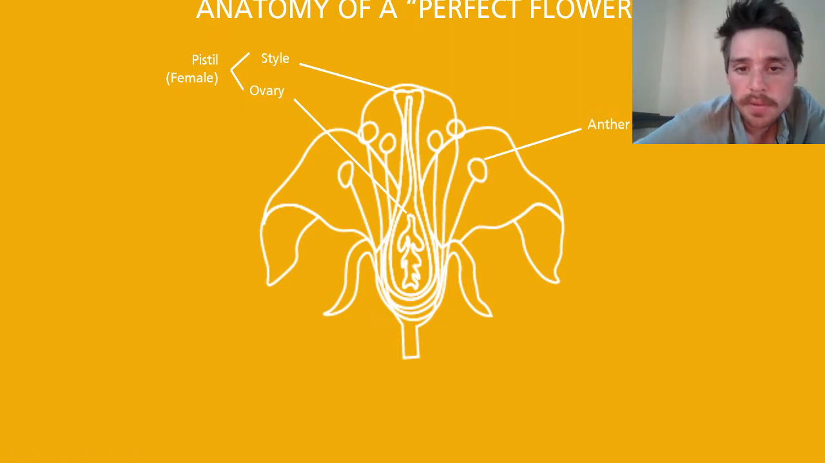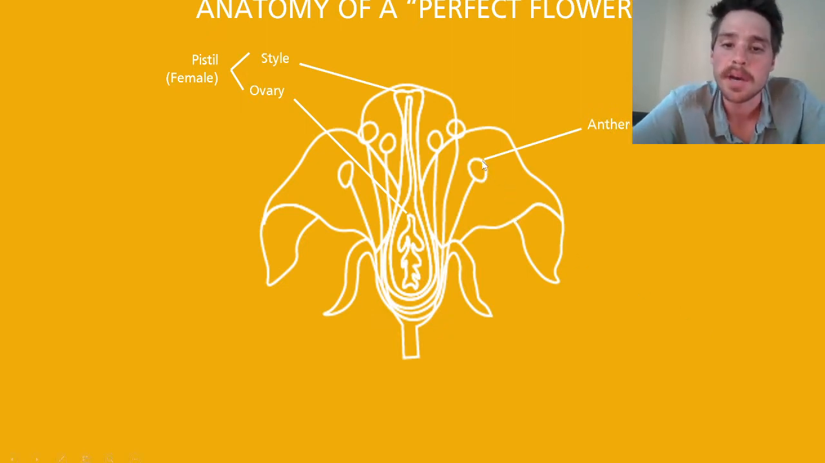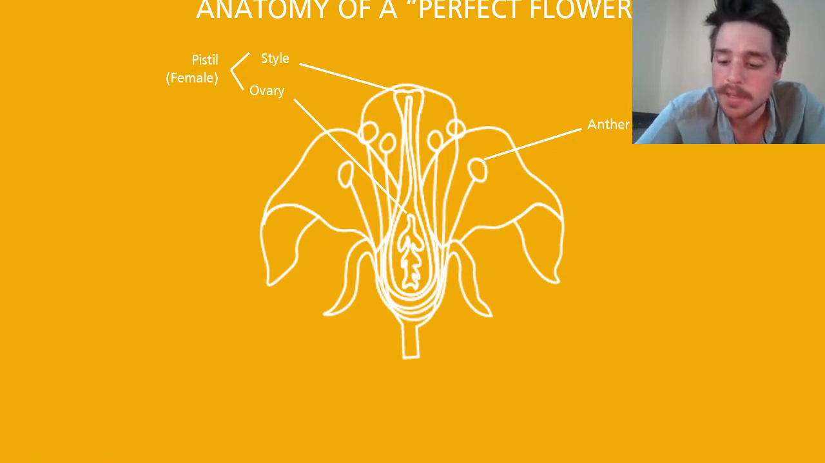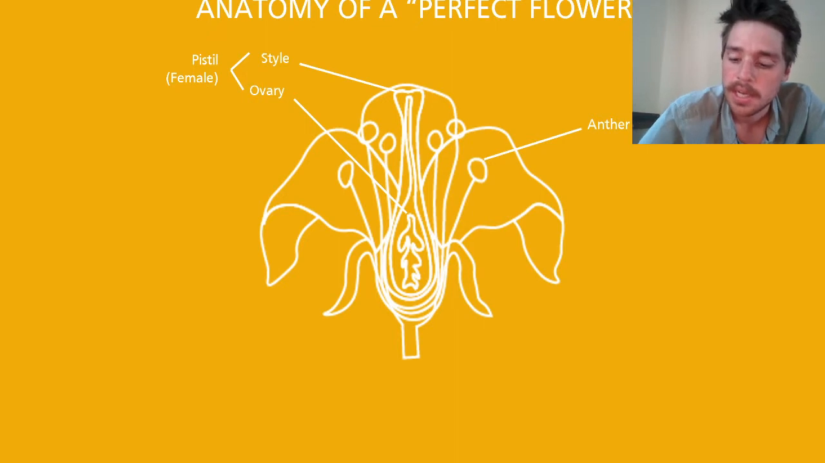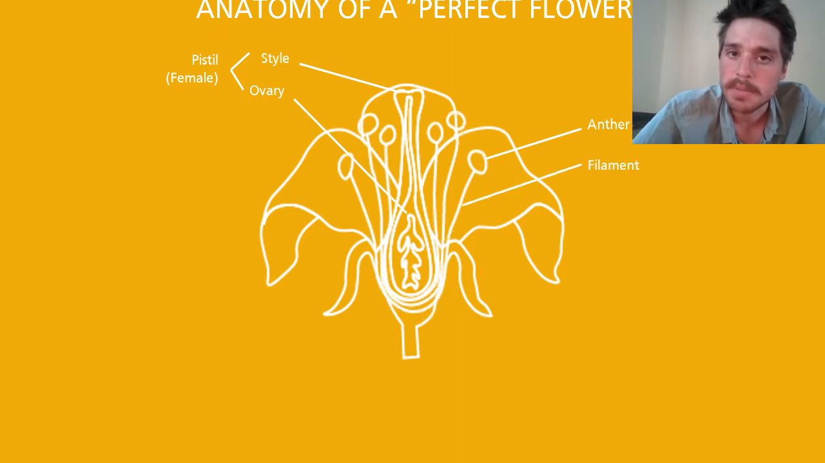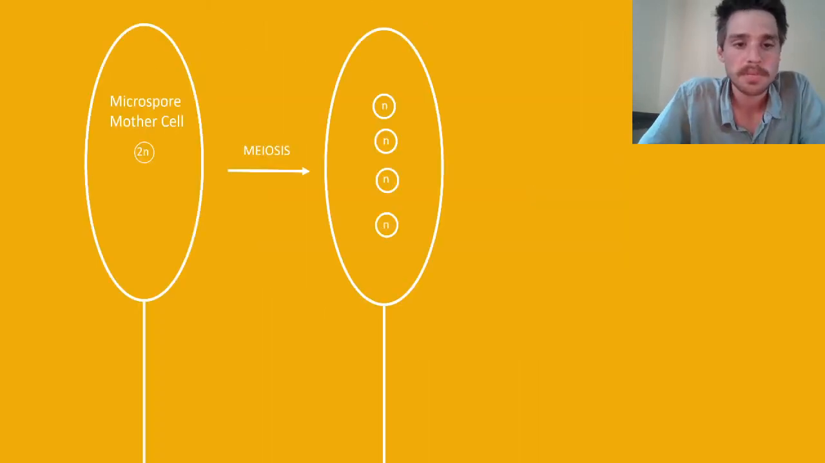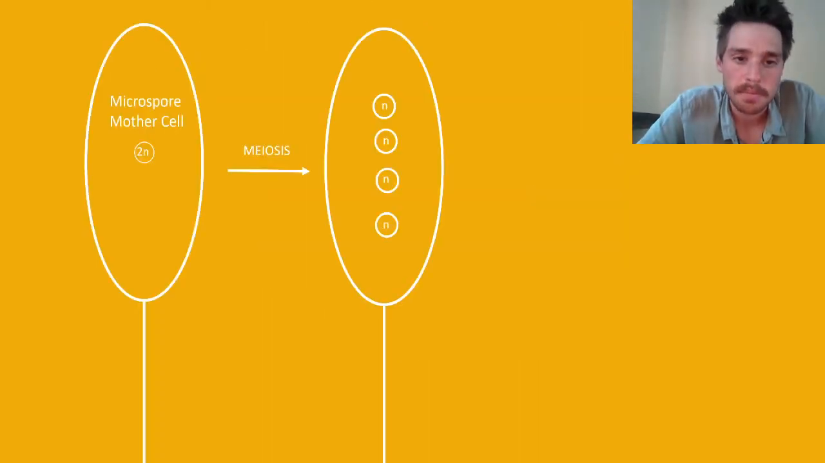The male reproductive organ is made up of two main parts. You have the anther. The anther is the part of the male reproductive system that produces and holds pollen, and we'll talk about that. And then we also have the filament. The filament is the structural support. Within the anther, a diploid cell undergoes meiosis, and from this meiosis process it splits into 4 haploid cells containing one set of chromosomes.